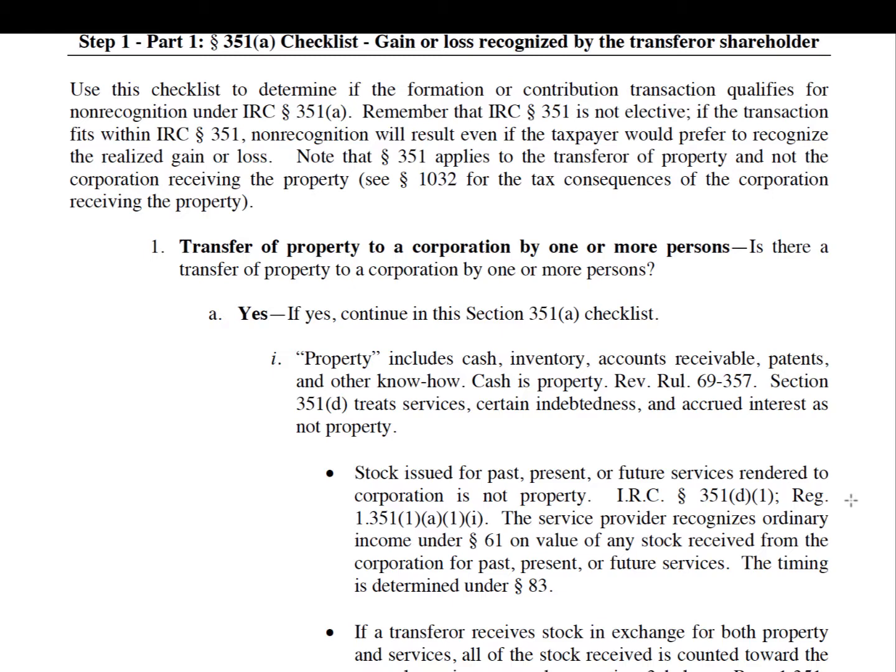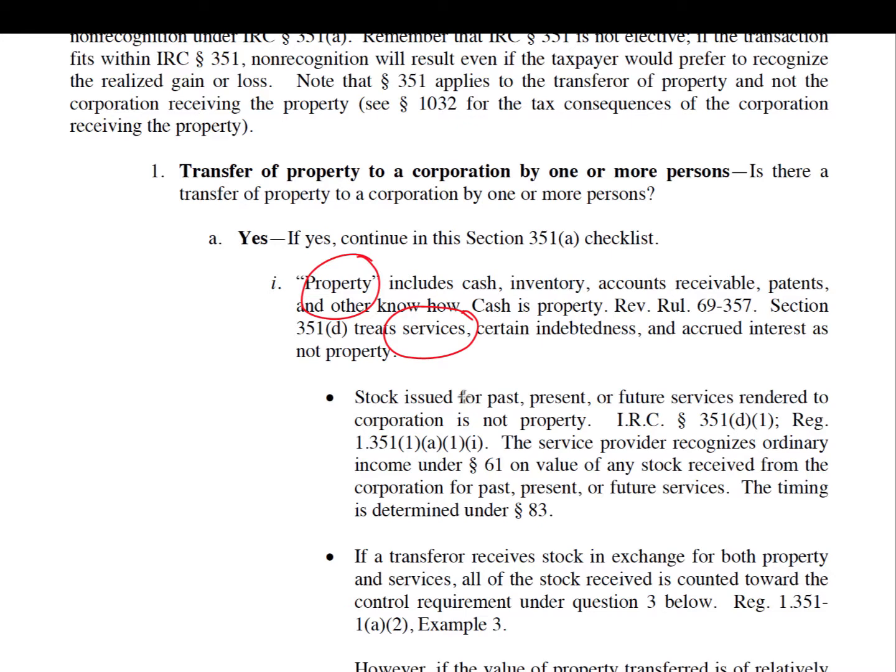Now the key here is that we're distinguishing property from services, because services are not applicable to Section 351. If a transferor is transferring services in exchange for stock, which you're going to see is the next requirement, that's going to mean there's going to have to be income recognition, and you have to recognize gain or loss. Now, stock issued for past, present, or future services, again, is not considered property. Therefore, it's not part of the transaction.